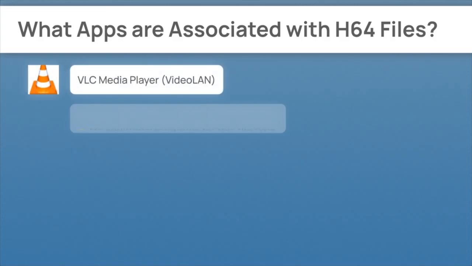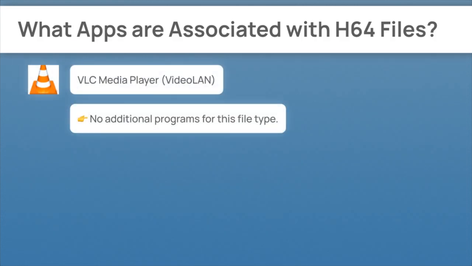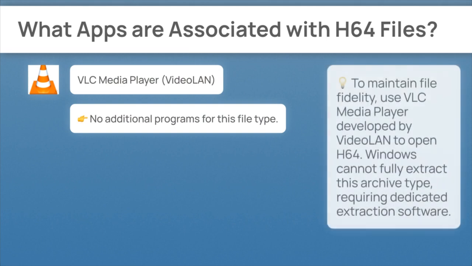The primary software for H64 is recognized as VLC Media Player, developed by VideoLAN. The specific compression standard used by this file is not recognized by native Windows software. Windows plays video smoothly when supported, but unsupported types require extra codecs.